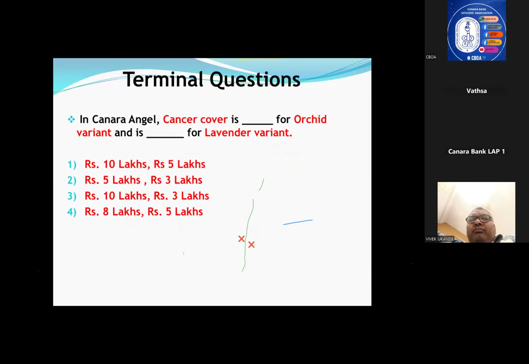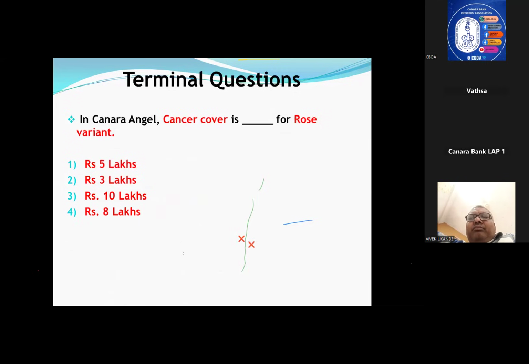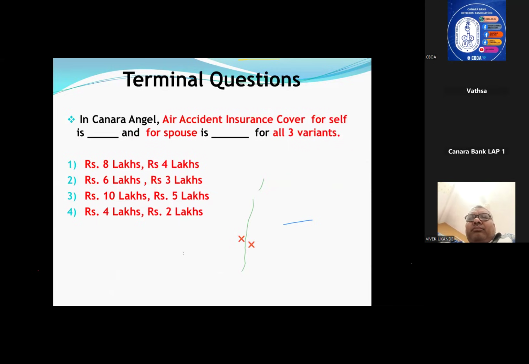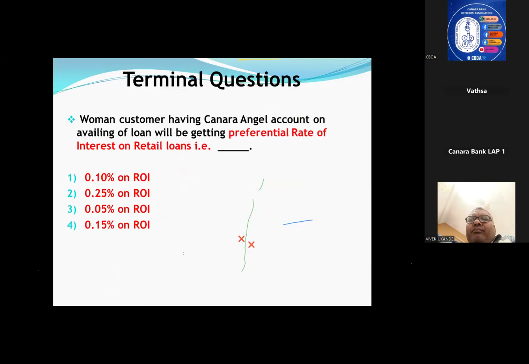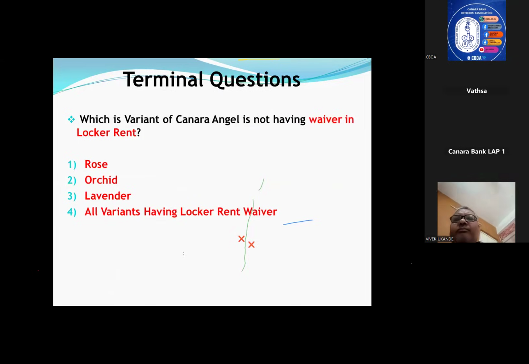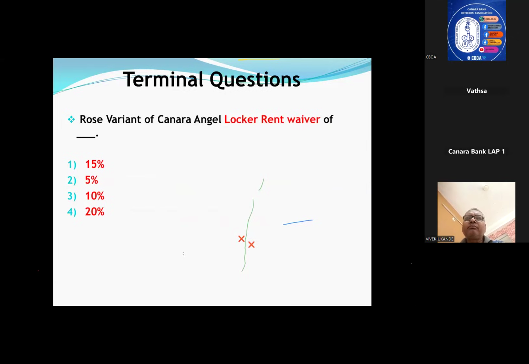Cancer care cover for Orchid variant and Lavender variant is 10 lakhs and 3 lakhs. Cancer cover for Rose variant is 5 lakhs. Air accidental insurance, 8 lakhs common. And for spouse, it is 4 lakhs. Preferential rate, 0.05%. Lavender is not having the locker concession. Rose, it is 10%.